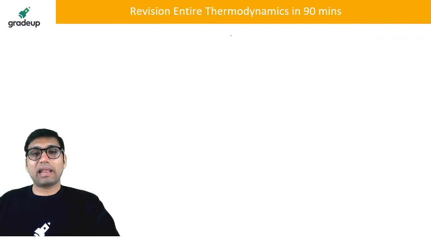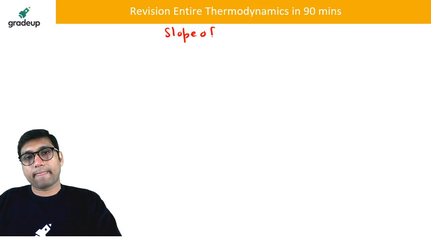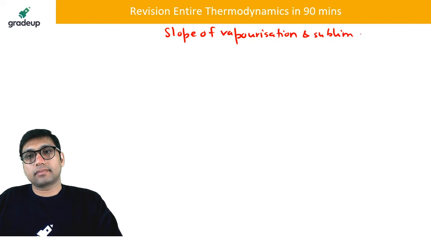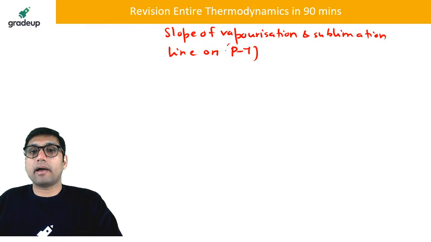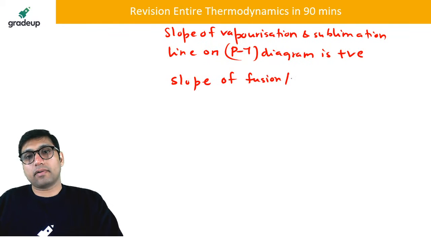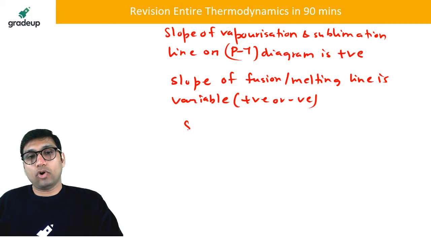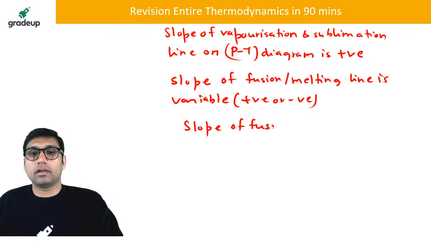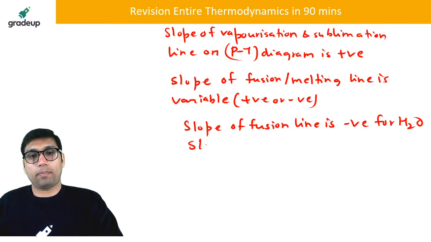This is a very important relation: the slope of the vaporization and sublimation lines on the pressure temperature diagram is positive, while the slope of the fusion or melting line is variable. Why is it variable? It can be positive or negative. The slope of the fusion line is negative for water, and the slope of the fusion line is positive for other substances.